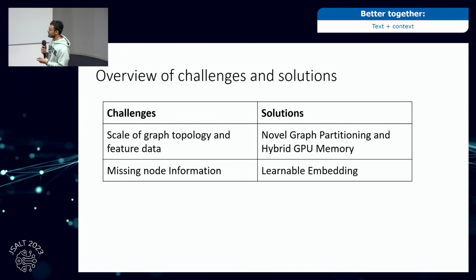So we had to come up with a novel graph partitioning algorithm which decreases the memory load, along with some tricks of using hybrid GPU memory. The other challenge we had is that the data set is very messy, and graph neural networks require some notion of uniformity. An example of messy data is a paper with incomplete information without any text. To handle that problem, we proposed a solution of a learnable embedding, which is like a placeholder that we learn during training time.